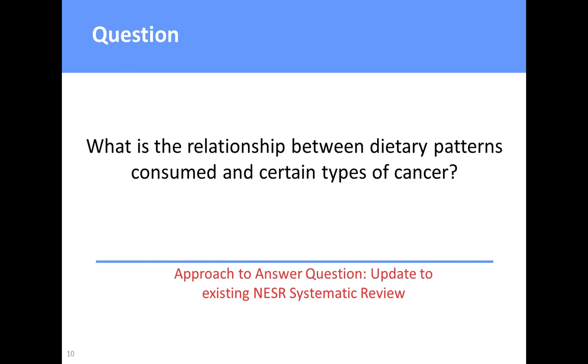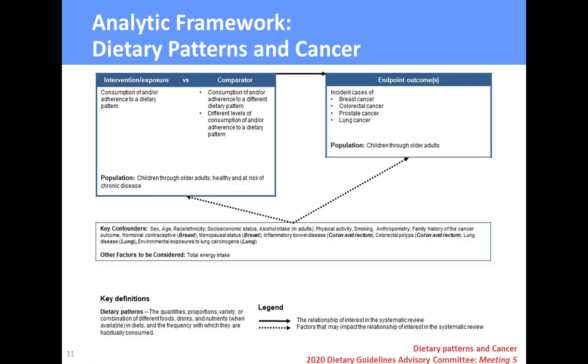The next question that I'll share for the committee is the relationship between dietary patterns consumed and certain types of cancer. This is the analytical framework for dietary patterns in cancer. The cancer outcomes were streamlined to focus on 4 types of cancers with the highest prevalence: breast, prostate, lung, and colorectal cancers. These were also examined in the 2015 review. Given the timeline, the next advisory committee may be well suited to explore additional cancers for which new evidence has begun to emerge.